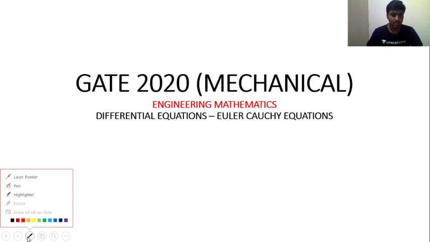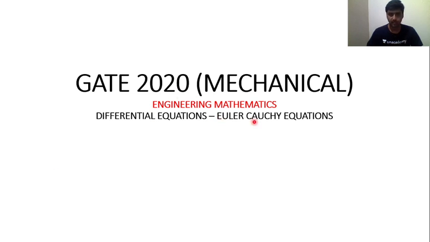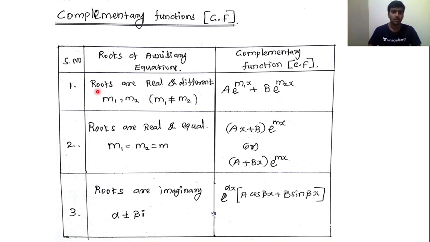Euler-Cauchy equations are a topic from differential equations in engineering mathematics for the GATE 2020 mechanical engineering examination. As per our previous discussion, the complementary function is the same as for an ordinary differential equation with constant coefficients. When the roots of the equation are real and different, M1 and M2 are real values but different, and this is the complementary function. I have already discussed these things in the previous classes, the discussion on higher order differential equations part 1 to part 5.